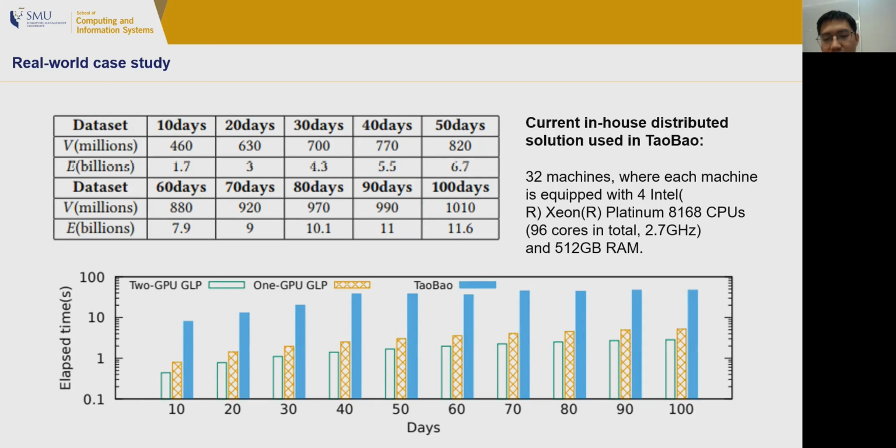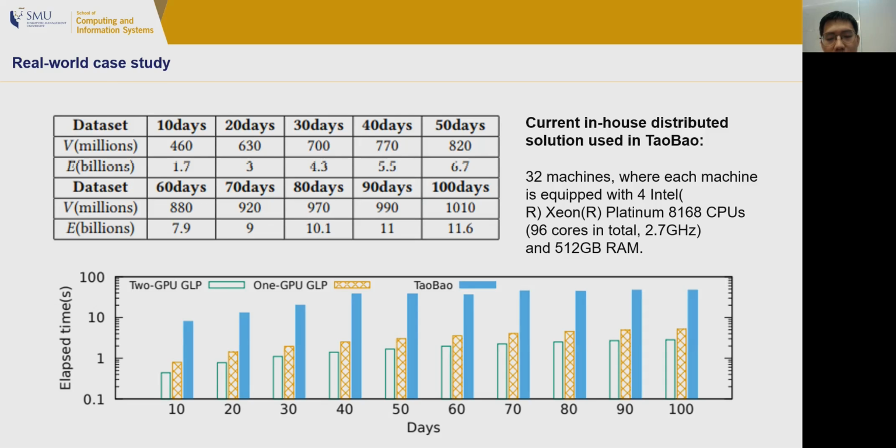The pipeline maintains a sliding window containing the transactions in the past 10 to 100 days. A graph is constructed for each sliding window, connecting the details in the transactions. The graph sizes of the different sliding window configurations are shown in the top table.